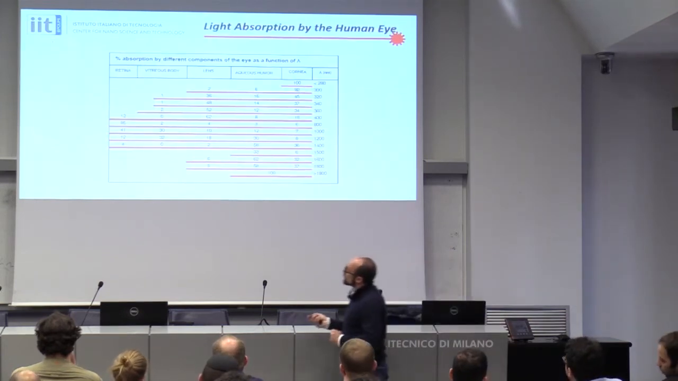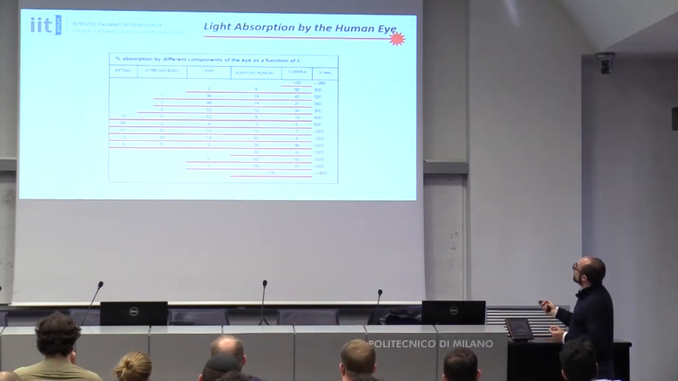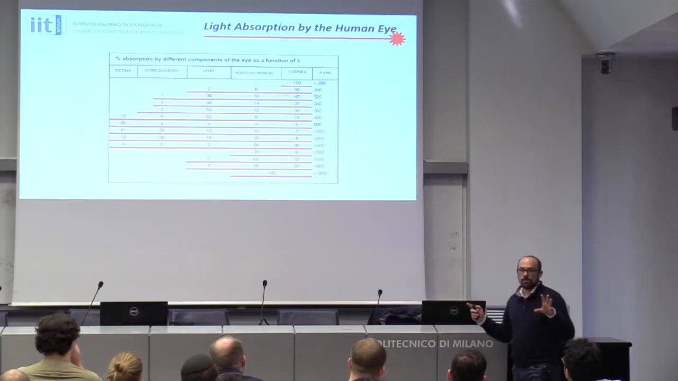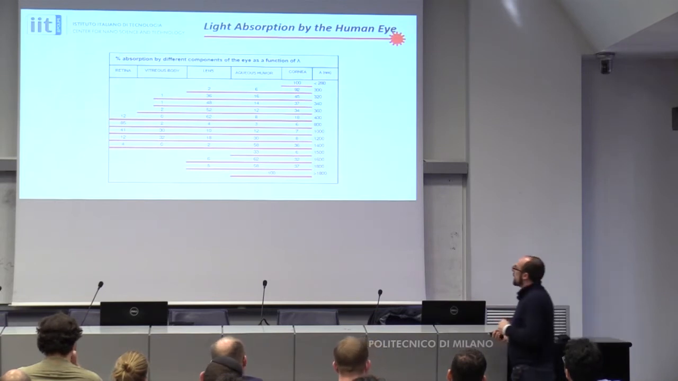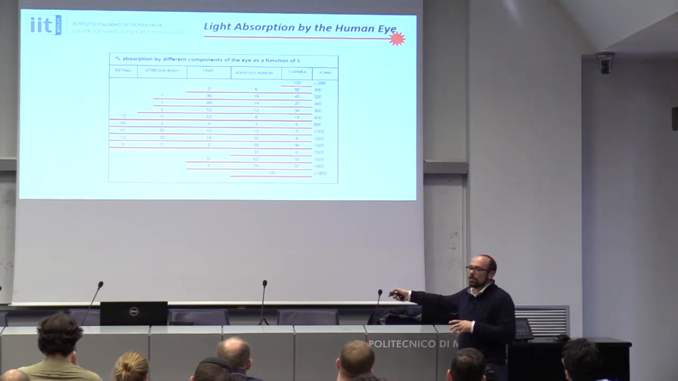Let's see how, for example, wavelengths are affecting different parts of our eyes. So if you're in the UV, you see that 100% of the light is absorbed by the cornea. Okay? So then if you're using actually UVB or UVC, in principle your retina is safe, but your cornea is in big trouble. Okay? So then we will see what are the diseases or pathologies that can happen in that case.